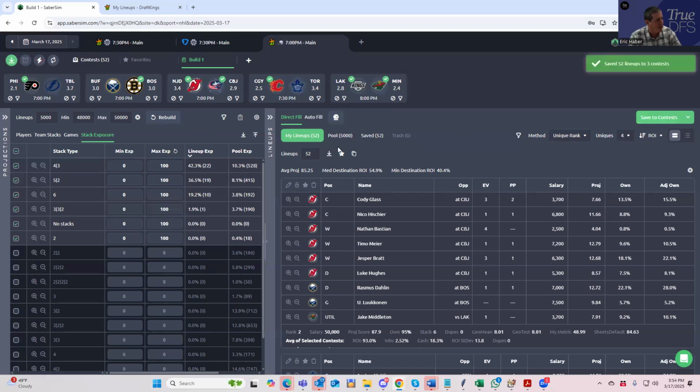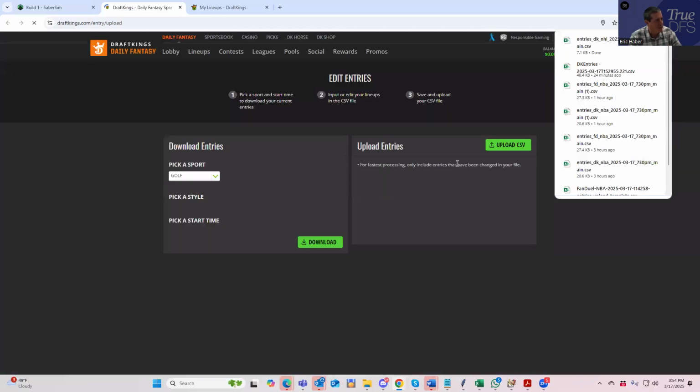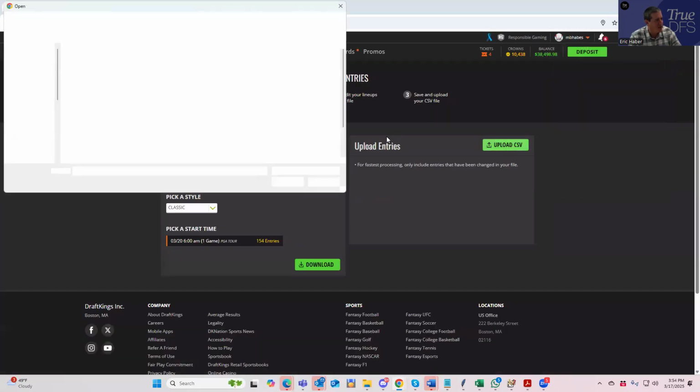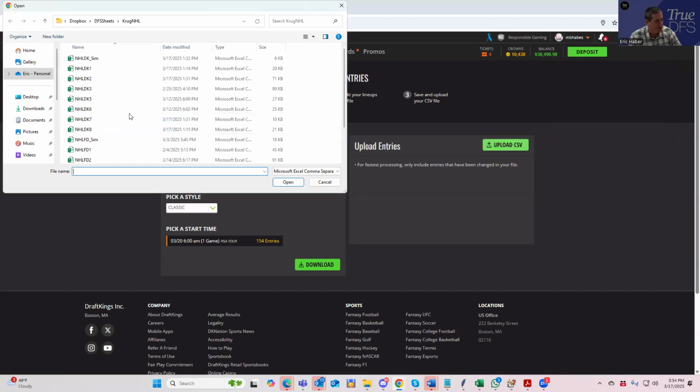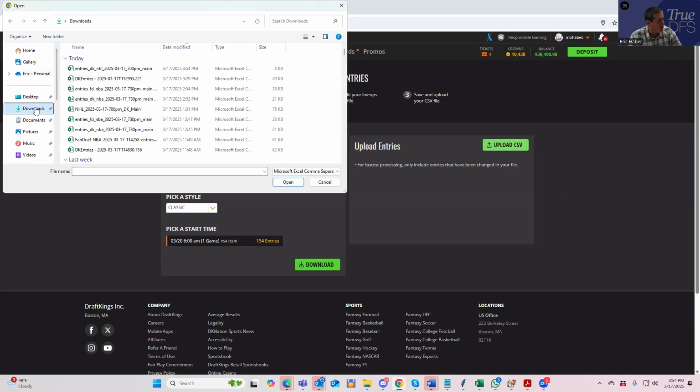We'll hit save to contest. We'll hit download, and then we will upload all these to DraftKings. Now, again, this is presuming the slate locks right now, which it does not, but this is the way I look at the slate.